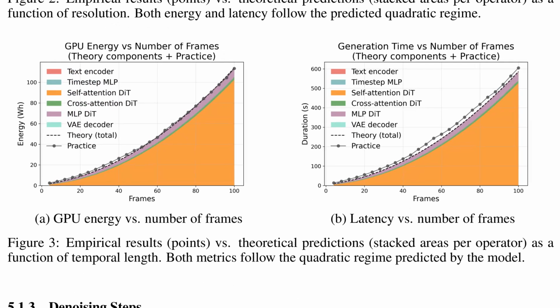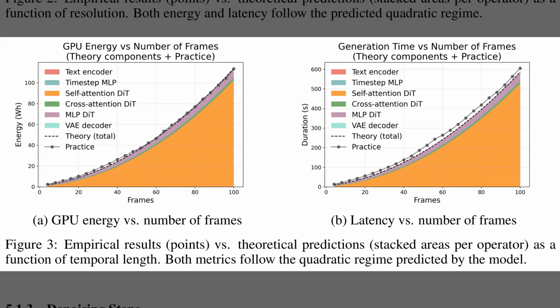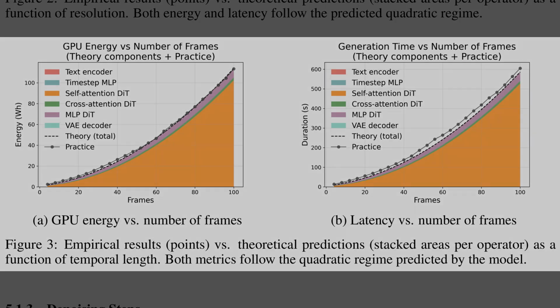So while Figure 2 confirmed quadratic growth with resolution, Figure 3 shows the same pattern as frame count increases. The figure presents stacked theory by operator with practice points, and both energy and duration climb quadratically with frames because attention cost grows with the number of tokens. The left panel charts GPU energy, dominated by self-attention in the DiT, with MLP next and VAE plus text encoder remaining small. The right panel mirrors this for latency, where the practice dots track the dashed theory curve closely.